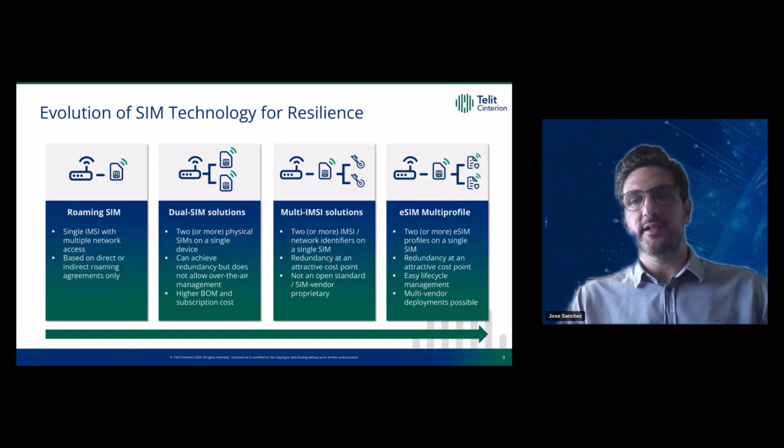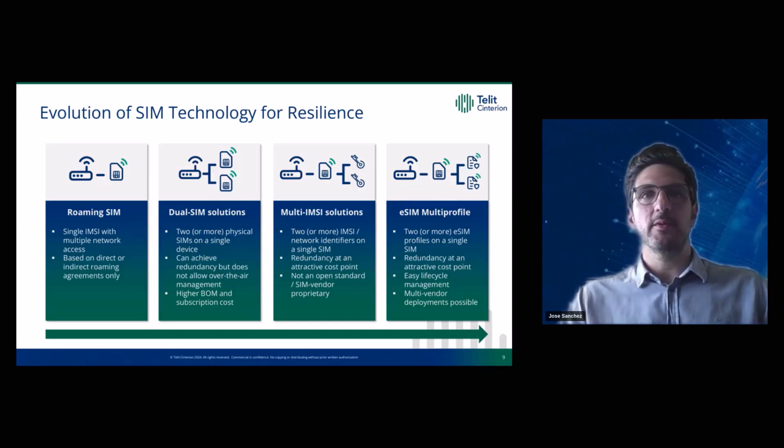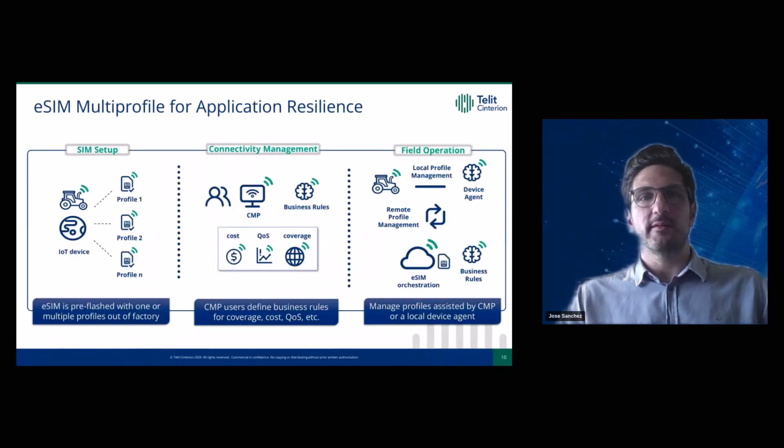You can achieve redundancy at an attractive cost point, and you have lifecycle management already built in. So you can actually modify remotely the profiles that are present on the SIM card, and you can install new profiles, remove profiles, etc. And multi-vendor deployments are possible because the solution is standardized and interoperable. So let's deep dive into the eSIM multi-profile, right?